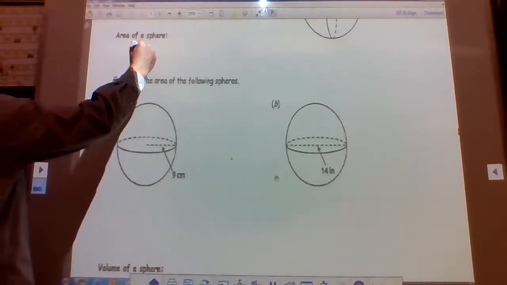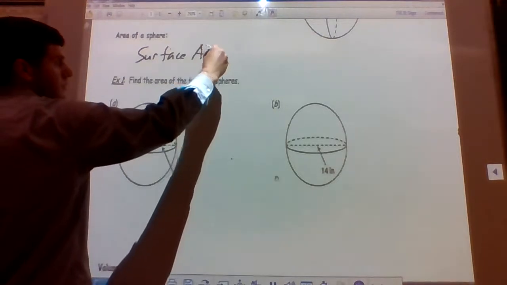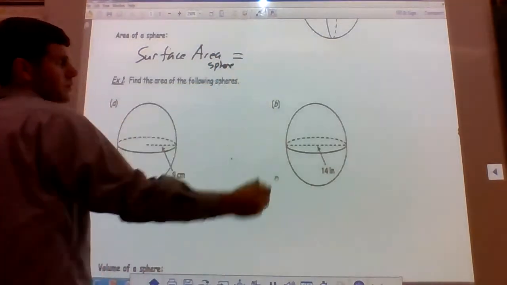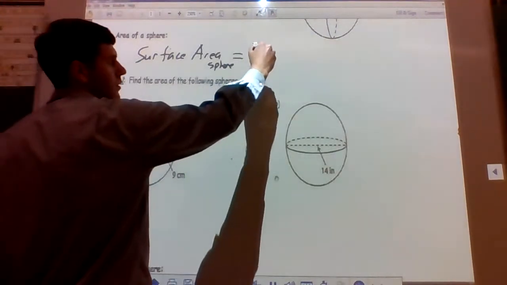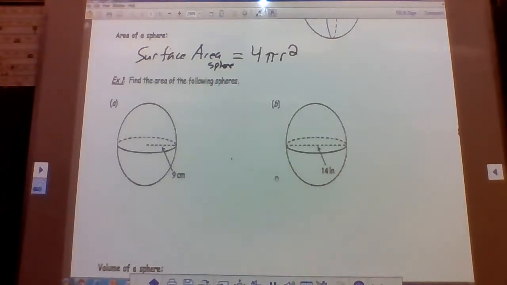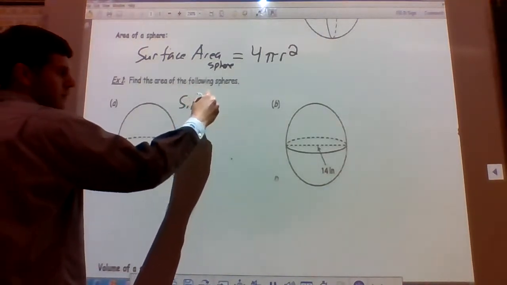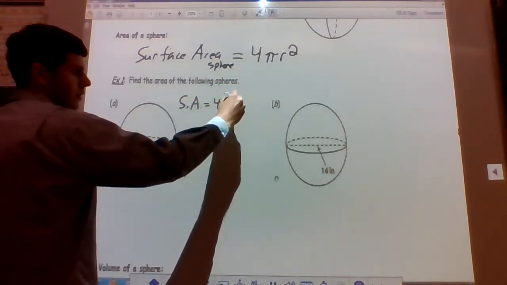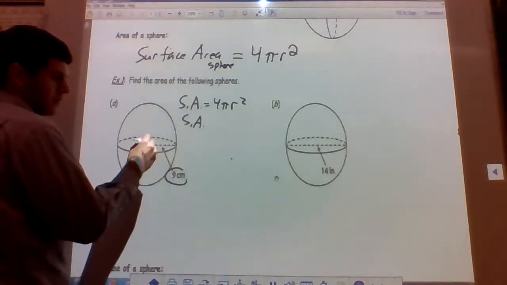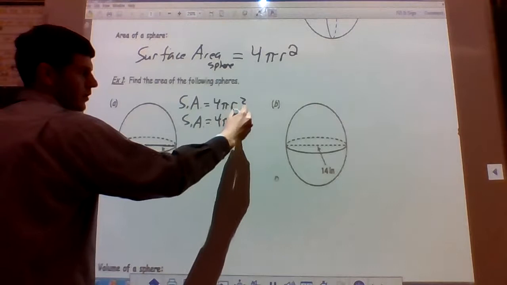So the surface area for a sphere is going to be equal to 4 pi r squared. Okay, so surface area, I'm just going to abbreviate it as A, is 4 pi r squared. Okay, and the radius here is 9, so 4 pi times 9 squared.